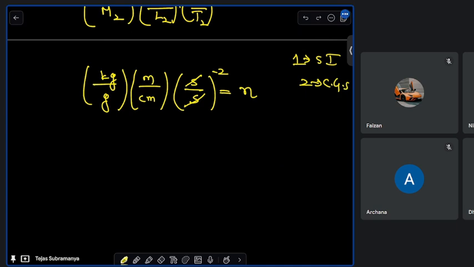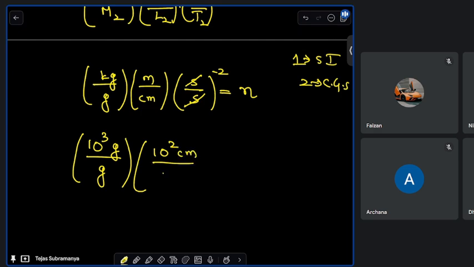How? Simple. 1 kg is how many grams? 1000 grams. I'll write 1000 as 10 cube grams divided by grams, into 1 meter is how many centimeters? 100, which is 10 square centimeter by centimeter. Now what am I trying to do? I am trying to make the unit the same in both cases. Now second and second got cancelled. What is remaining? 1 is remaining to the power minus 2 is equal to N.